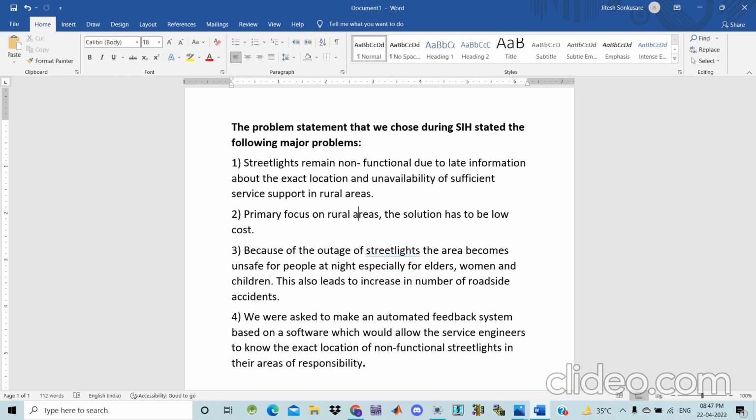And fourth, we were asked to make an automated feedback system based on a software that would allow the service engineer to know the exact location of non-functional streetlights in their area of responsibility. In our solution, we have tried to solve the problem stated above. Talking about our solution, we have taken an IoT approach where we have primarily used LDR sensors, RF module, and GSM module. I will be explaining the simulation using photos and then run our actual simulation on Proteus to show how the entire thing works.